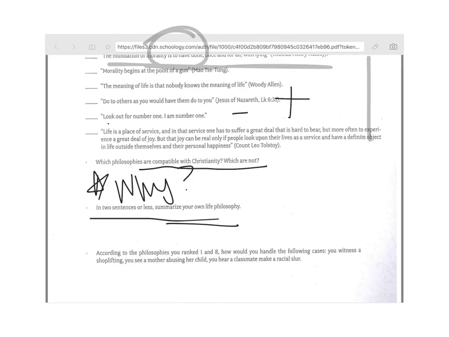And then finally, according to the philosophies you ranked 1 through 8, how would you handle the following cases? You witness shoplifting was number one. You see a mother abusing her child, number two. And then number three, you hear a classmate make a racial slur. So you should have 3 bullet points here saying how you would handle those following cases. So again, if you were absent, please complete this and make sure you get that turned in.